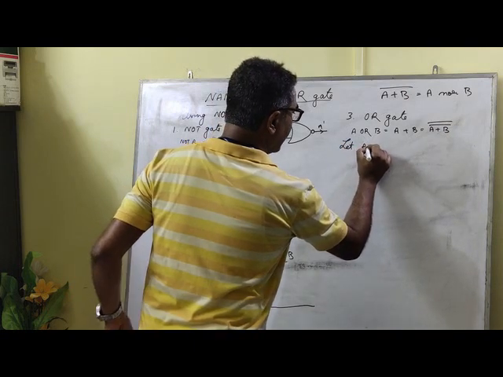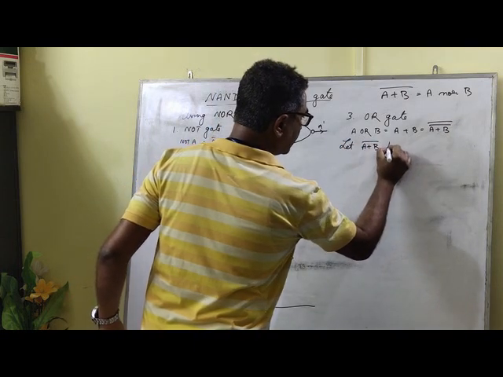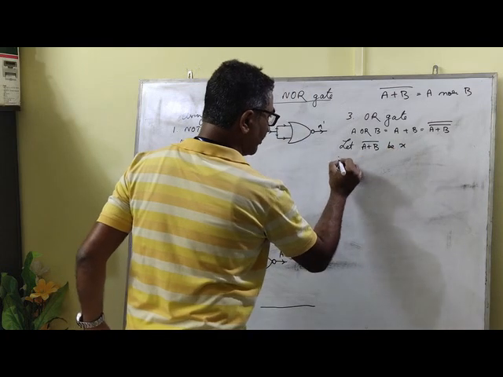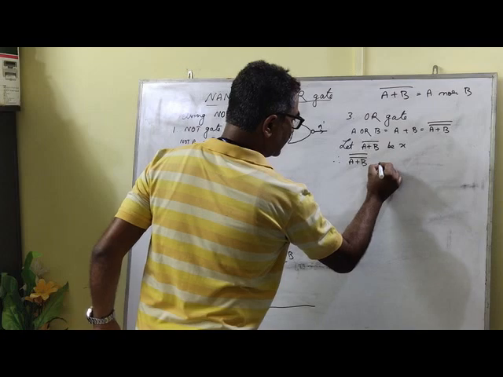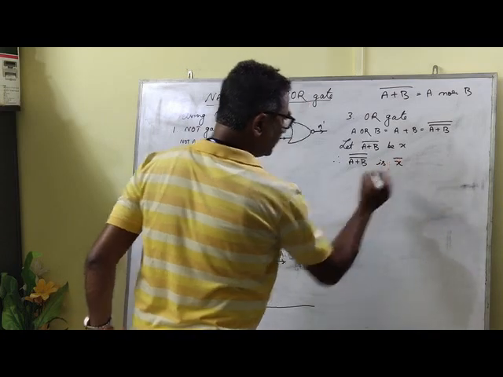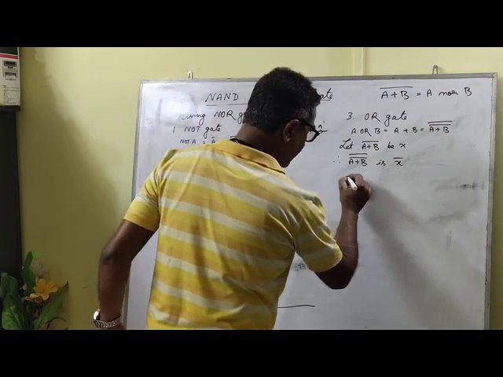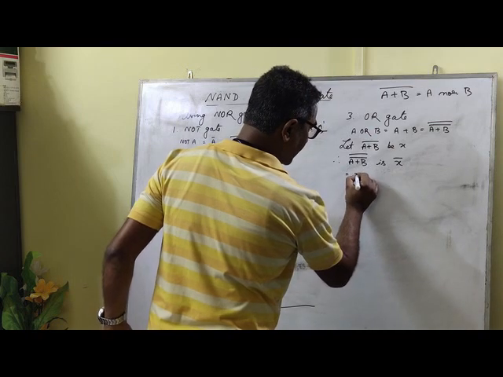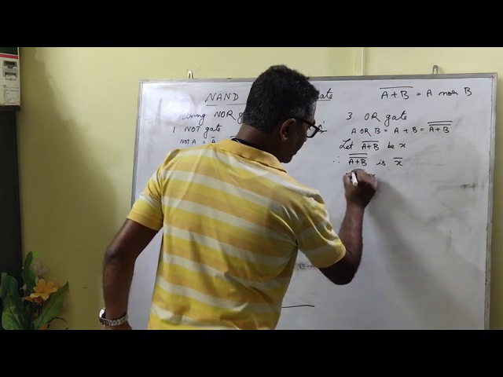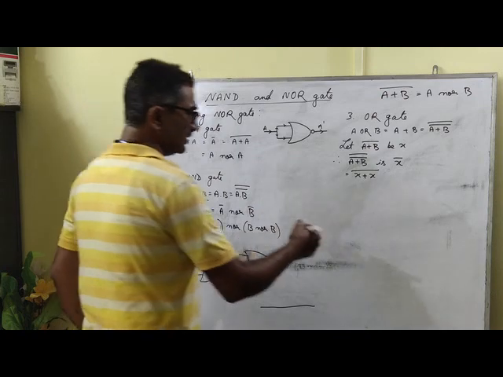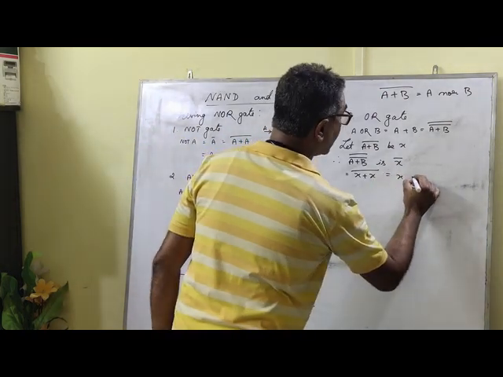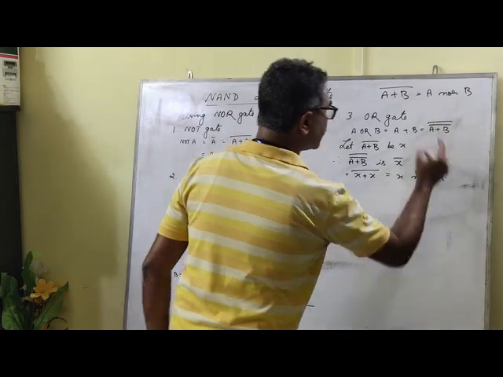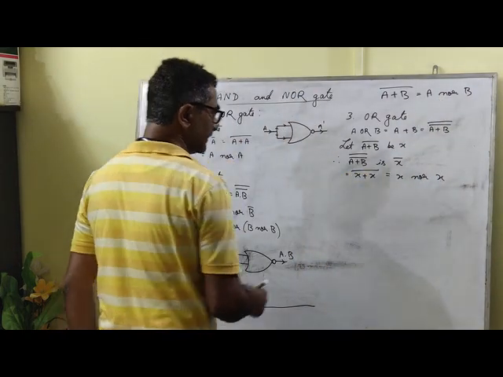Let A plus B whole complement be X. Therefore, A plus B double complement is X complement. This can be written as X plus X whole complement. So this can be written as X NOR X. This is what we got over here.